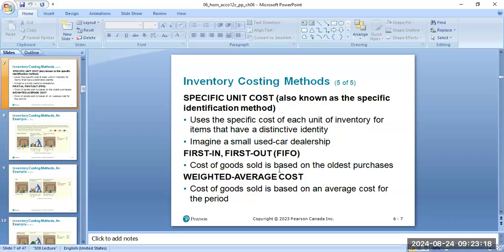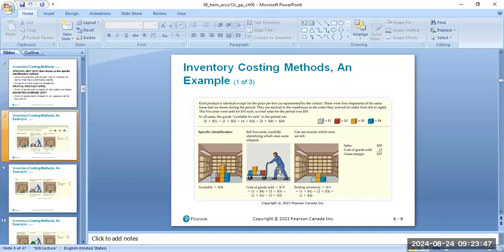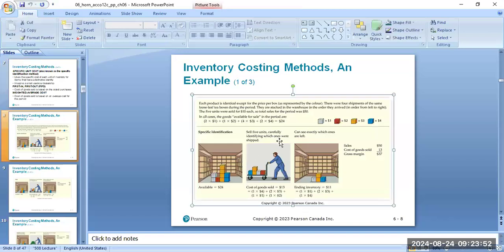First in, first out is a commonly used method. The one that you bought first is the one you sell first. That way, your inventory will always have the items which you purchased last. And with weighted average, you're just assigning the average cost for the period to your units and moving on. So let's see examples. The first example, let's make it bigger.